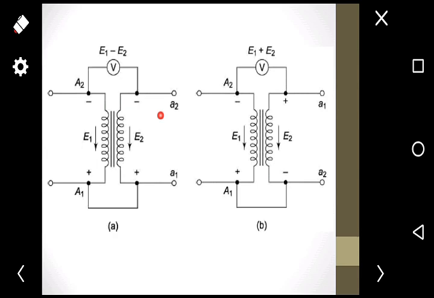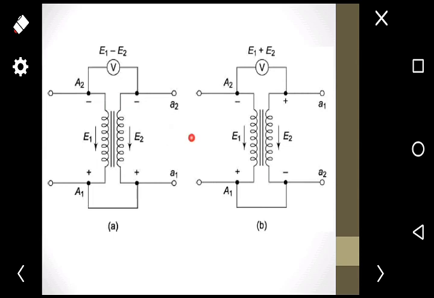And if it is nearly equal to E1 plus E2, then the polarity is said to be additive in nature. This is shown in figure B. E1 and E2 are the voltage or induced EMF across the primary winding and secondary winding of a transformer, which is known from the transformer specification.